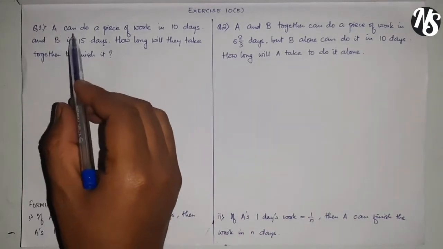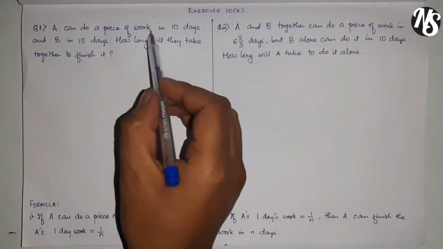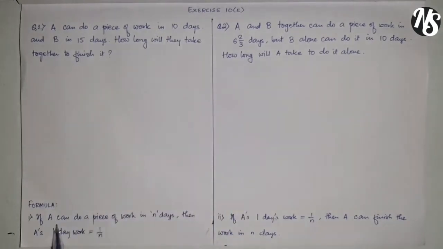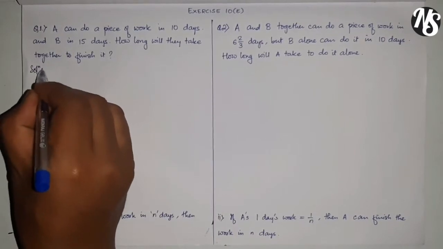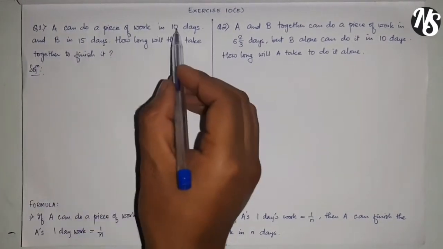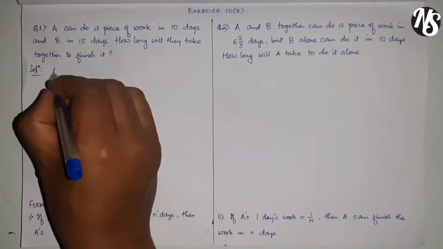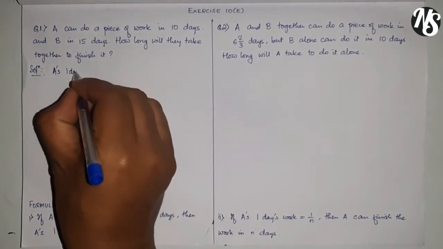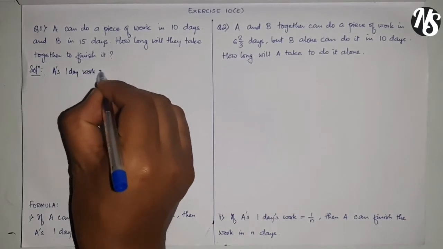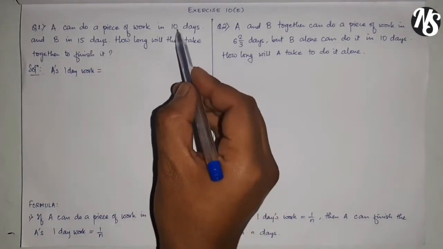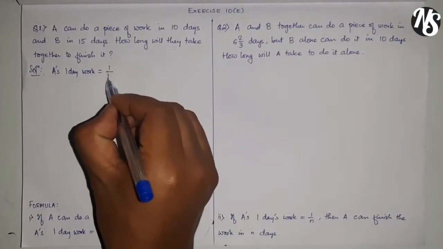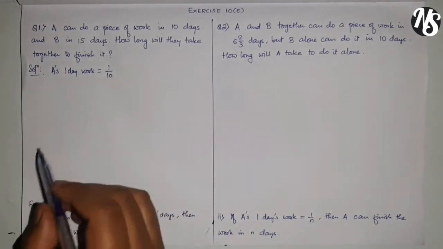The question says A can do a piece of work in 10 days. So let's see the solution. If A can do a piece of work in 10 days, let's see A's 1 day work. As I told you, if A can finish the work in n days, then A's 1 day work is going to be 1 by n, and n is the number of days to finish the work, which is given to be 10. So A's 1 day work will be 1 by n, which is 1 by 10.